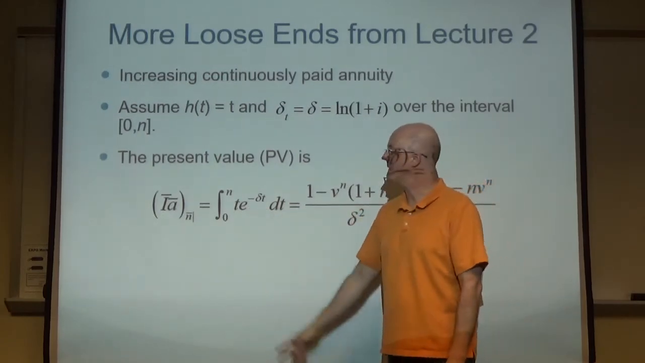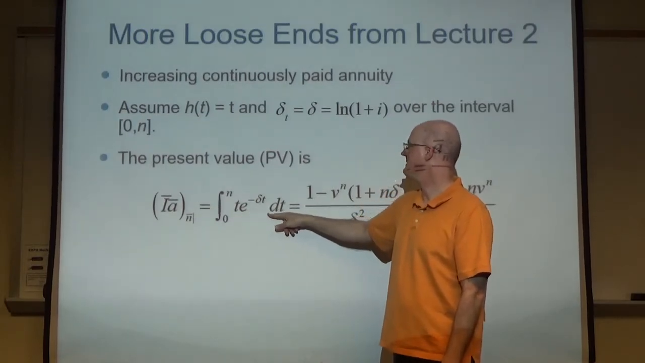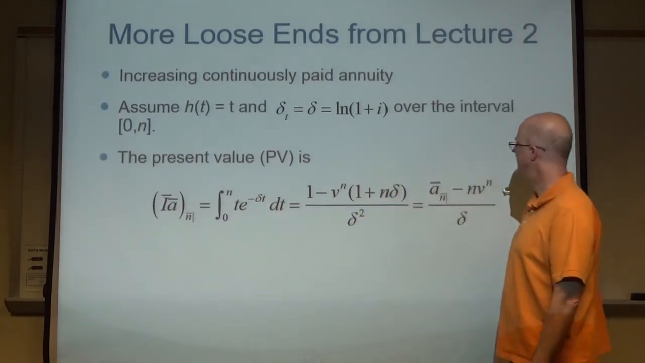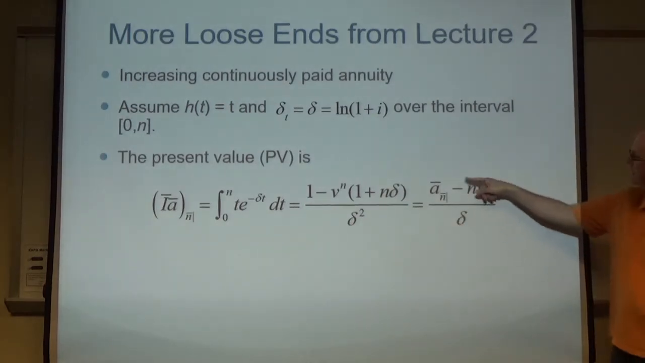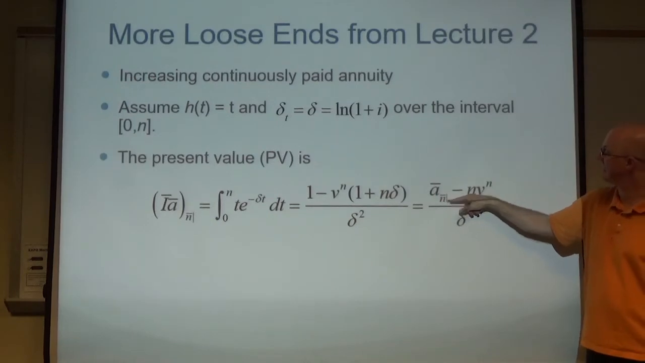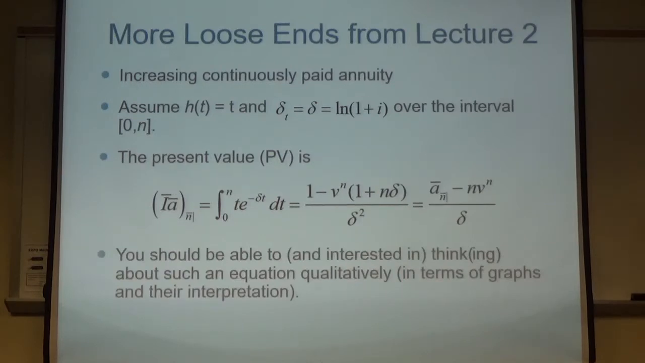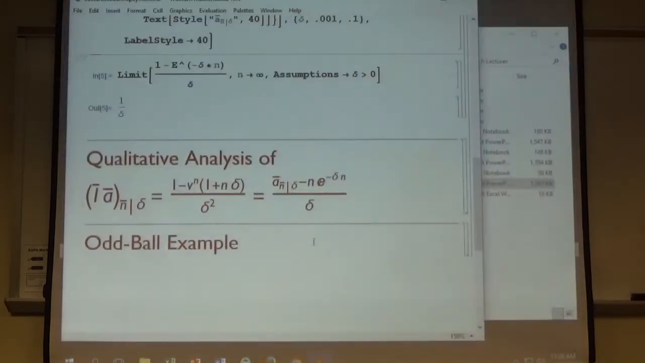You'd want to use integration by parts: let u equal t, and let dv equal e to the negative delta t dt. Use the integration by parts formula and confirm this. You could also confirm the equality of these two things by substituting what was in the last slide in place of A bar and doing some algebra. But once again, you should be interested in thinking about such an equation qualitatively in terms of graphs and their interpretation. I could make similar kinds of graphs, and in fact I did.